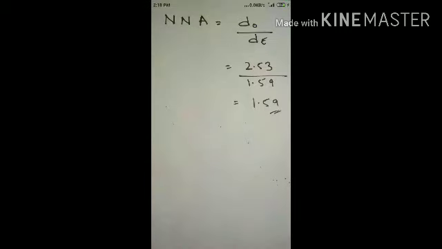Now we have all the values which are needed for nearest neighbor analysis. So DO and DE, we will plot these values, and after plotting we got 1.59. We got an NNI of 1.59, which falls under more dispersed than random.